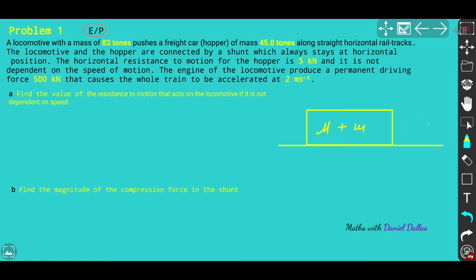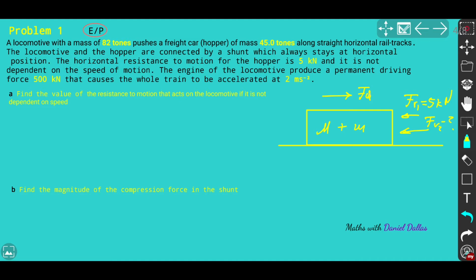So what do I have? I have, of course, F resistance 1 that acts on the hopper, which is equal to 5 kilonewtons, and I have FR2, which is unknown, that acts additionally on the locomotive. That's our target. And I have the driving force that acts to the right. And that's it. You see, it's a much more simplified version of what we've done before. So that's the easiest way.